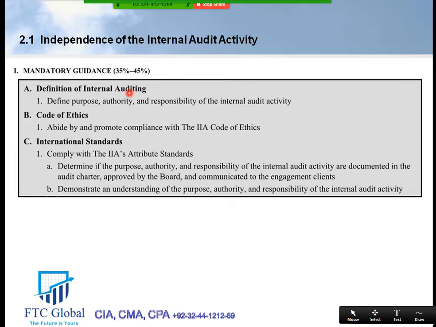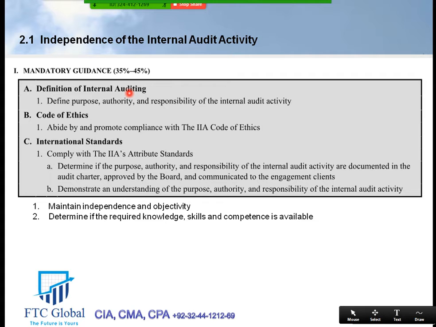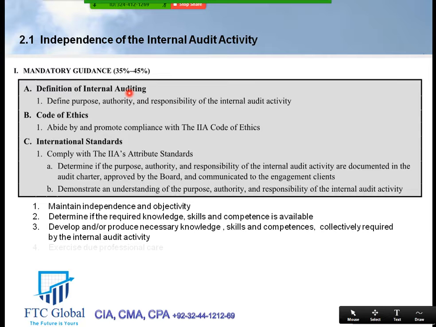Alright, so what we're going to study today is how an internal auditor can maintain independence and objectivity, and what the terms independence and objectivity mean. That's the agenda for today. Then we need to know the level of knowledge, skills and competency that must be available to the internal auditor himself and to the group as a whole, the whole internal audit department function or internal audit activity. What are the skills, knowledge and competencies needed? This is the third element.